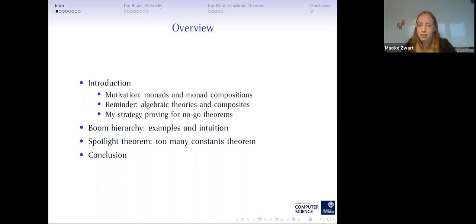And then I want to delve into the Bohm hierarchy. It's a data structure hierarchy, and it has given me a lot of inspiration and intuition about monad compositions. That's the main thing I want to share with you today. And just because I'm known for putting proofs in my talks, I would like to end the last 5 minutes by proving one of my theorems to you. It's called the too many constants theorem. So I hope you will enjoy.